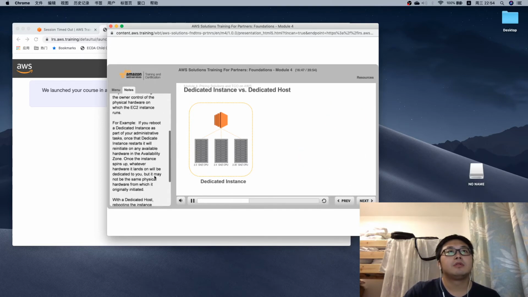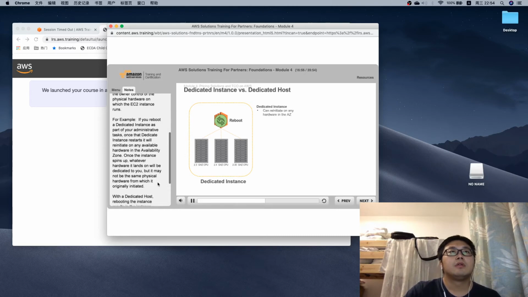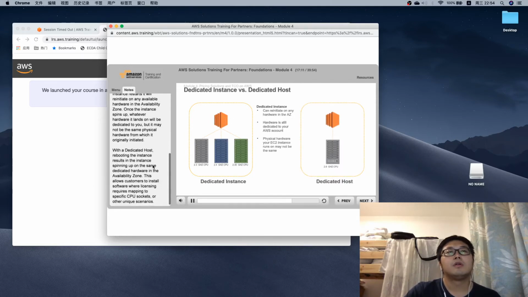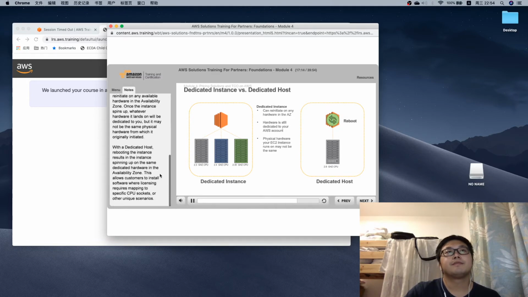For example, if you reboot a dedicated instance as part of your administrative tasks, once that dedicated instance restarts, it will reinitiate on any available hardware in the availability zone. Once the instance spins up, whatever hardware it lands on will be dedicated to you, but it may not be the same physical hardware from which it originally initiated. With a dedicated host, rebooting the instance results in the instance spinning up on the same dedicated hardware in the availability zone. This allows customers to install software where licensing requires mapping to specific CPU sockets or other unique scenarios.